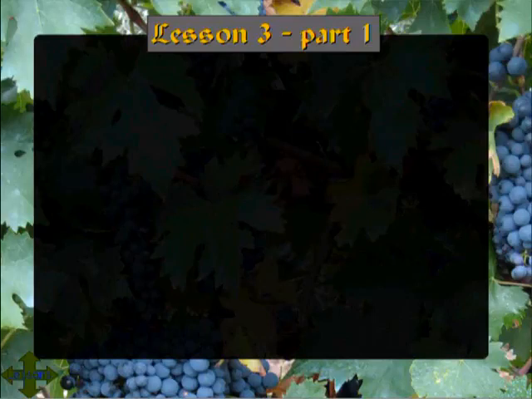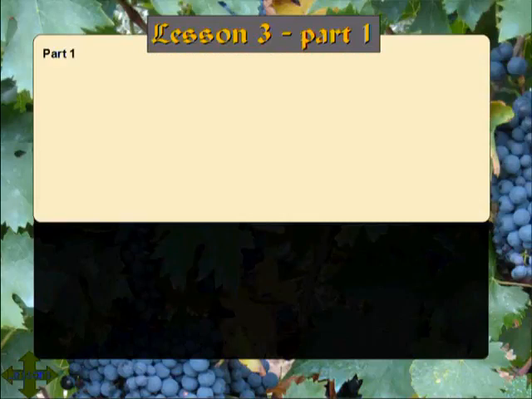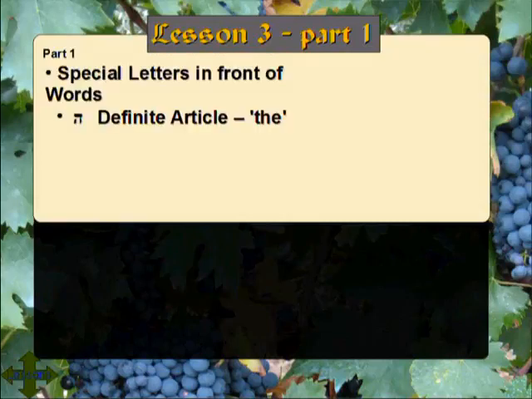Well, welcome to Lesson 3, Part 1. In Part 1, we'll have a look at special letters in front of words. The definite article, which is just a fancy word for the, and it uses the letter hey to say the. We'll have a look at that. And the conjunction, which is just a fancy way of saying and. And in Hebrew, the word and does not have a word, it has a letter, the vav.